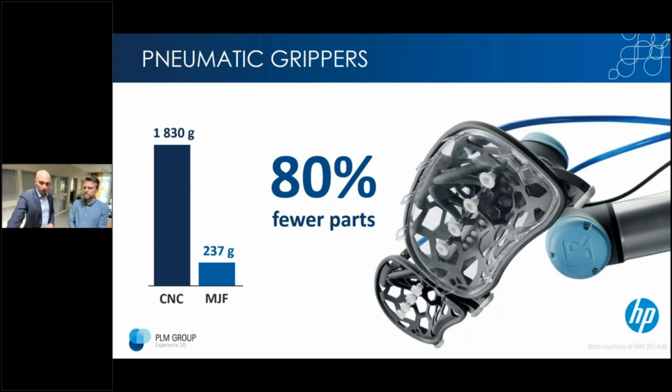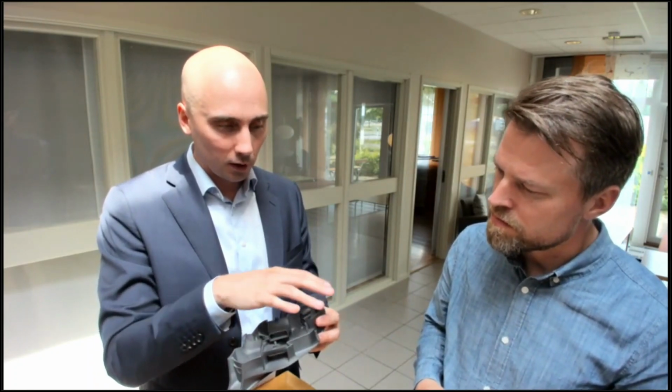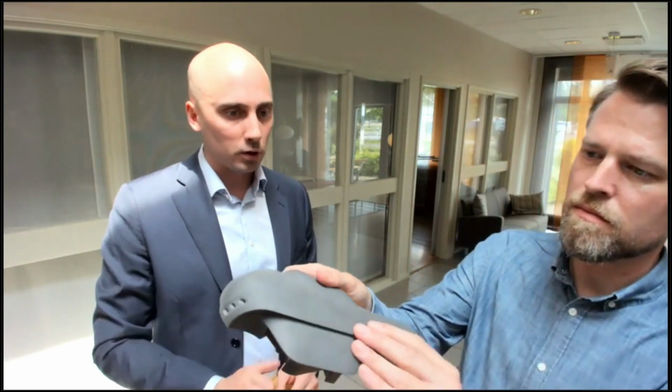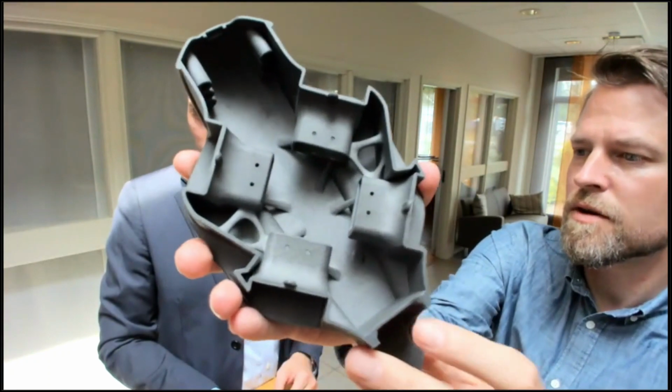Oh wow. Even though this is not the actual gripper, this is just something produced on the same type of machine. This is from HP's Multi Jet Fusion machine. It just goes to show the complexity you can print and the material qualities. You can feel it. This can go straight into production. Excellent. Let's see if I can show that a bit close up.